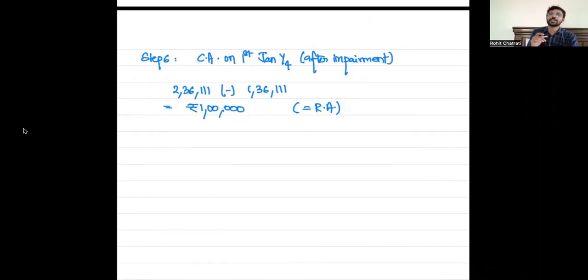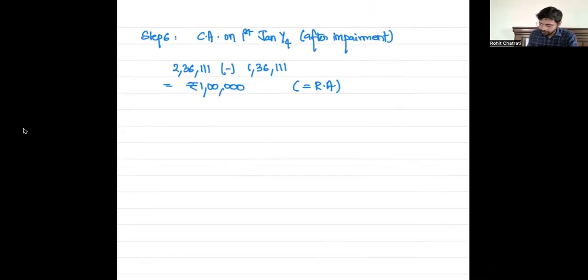Now, the question clarified that the remaining useful life is only 10 years now. Although you've used the asset only for 3 years, originally you estimated a total life of 20 years. Logically, the remaining useful life should have been 17 years, right? But the question clarified that the asset's remaining useful life is not 17 years. It's actually equal to 10 years. So this carrying amount of rupees 1 lakh should be depreciated over the remaining useful life of 10 years.